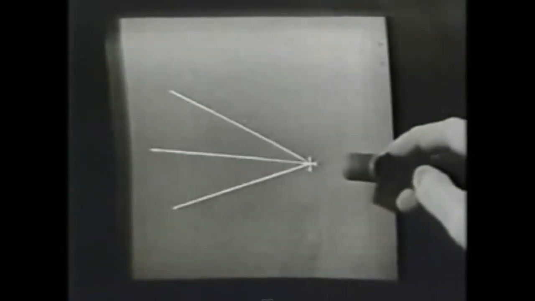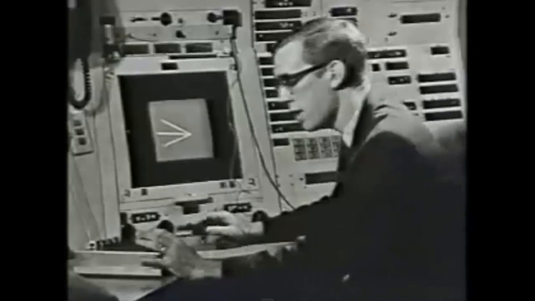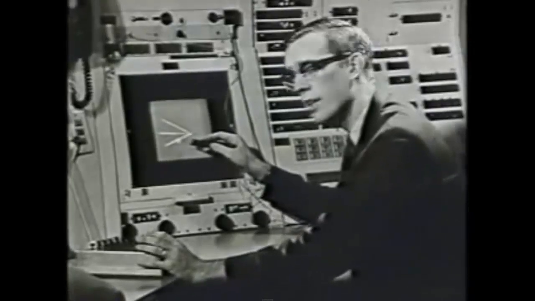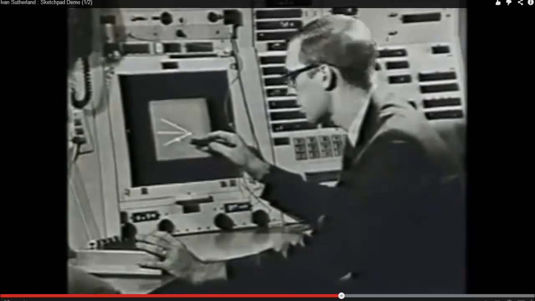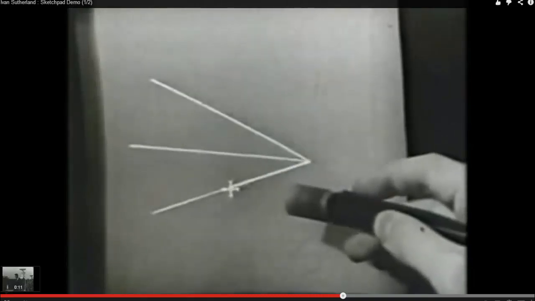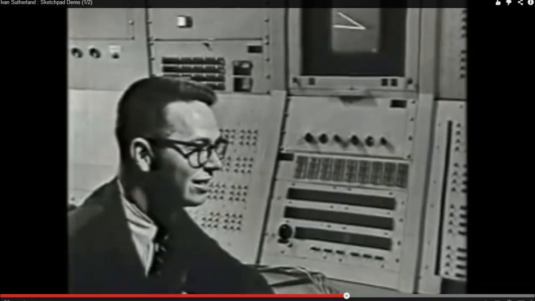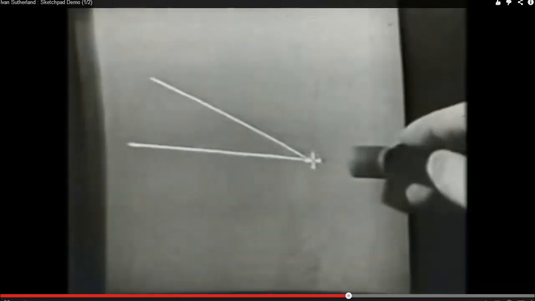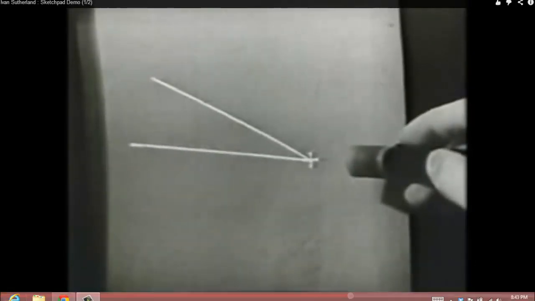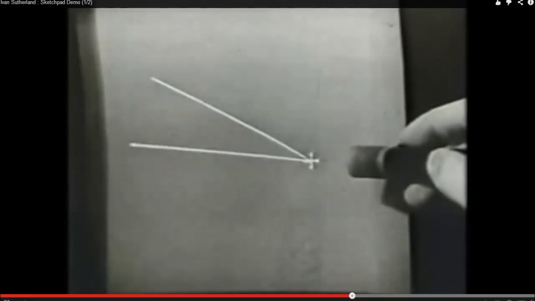That's correct. Now, if I made a mistake, I could delete my mistake by pointing at the line in question, for instance, and pressing the appropriate button. It's gone. Now, I mentioned before we could draw circles also. Right. In order to do this, I must first indicate the center of my circle. Let's choose it to be here.